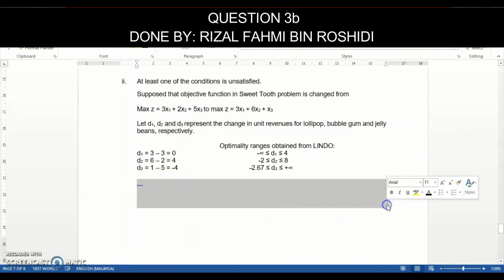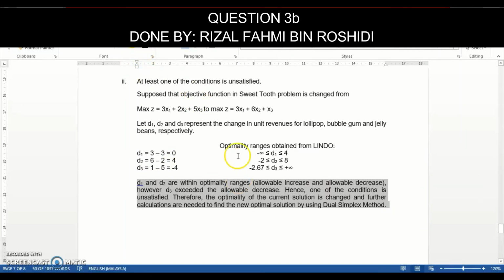As in the condition above, we compare with the optimality range obtained from Lindo. As we see, the values of D1 and D2 are within the optimality range, which is within the allowable increases and allowable decreases. However, D3 exceeded the allowable decrease. The allowable decrease is supposedly negative 2.67, but unfortunately the value of D3 is negative 4. Hence, one of the conditions is unsatisfied. Therefore, the optimality of the current solution is changed, and further calculations are needed to find the new optimal solution by using the dual simplex method.